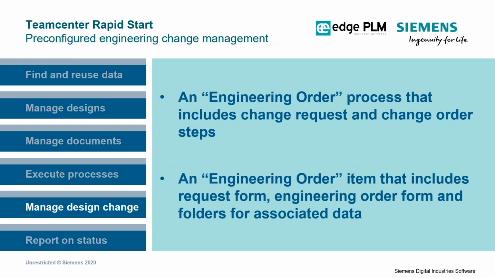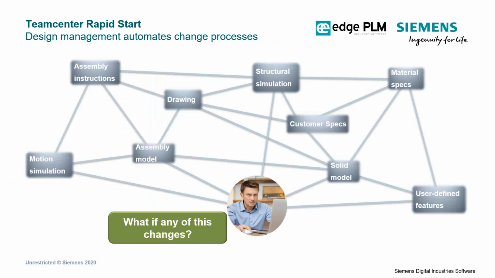The next bit that goes along with workflow is change management. And what we have as a starting point is an engineering order process that includes the required change request and change order steps. It includes the request form, the engineering order form, as well as folders for all the data associated with this change. And that includes what is the parts or objects or documents driving this change, what are the changes I've made to existing parts if it's required for a change, as well as new objects or new parts or new design components that I'm introducing into my design.